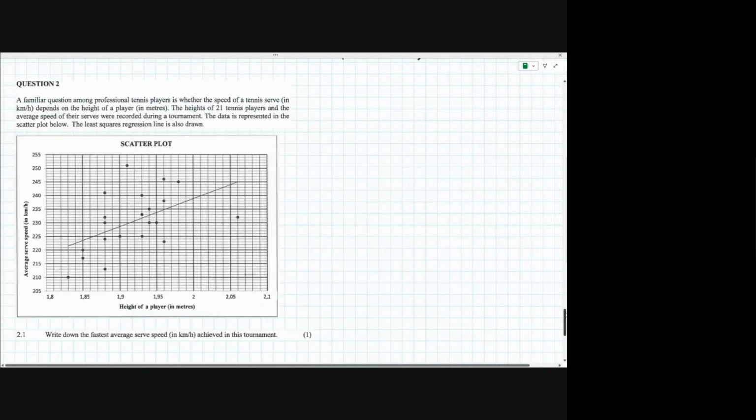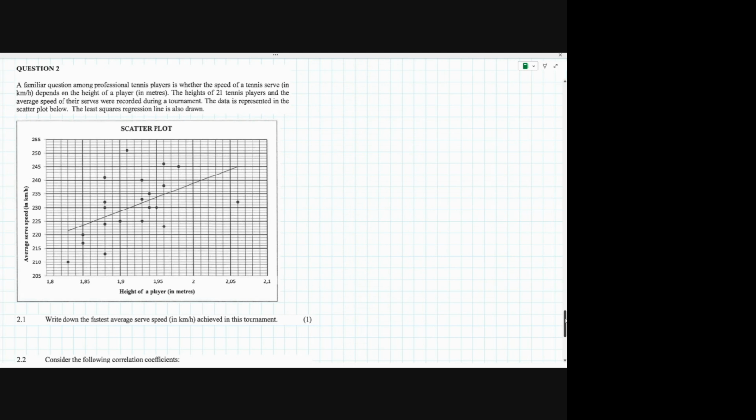A familiar question among professional tennis players is whether the speed of a tennis serve in kilometers per hour depends on the height of a player in meters. The heights of 21 tennis players and the average speed of their serves were recorded during the tournament. The data is represented in the scatter plot below, and the least squares regression line is also drawn.